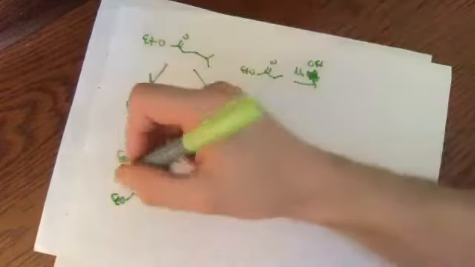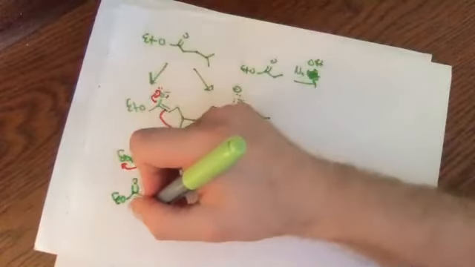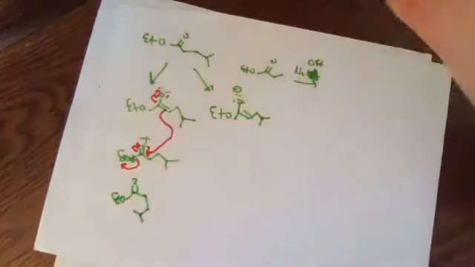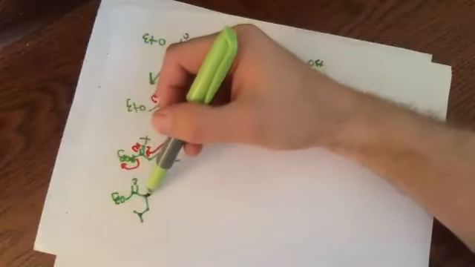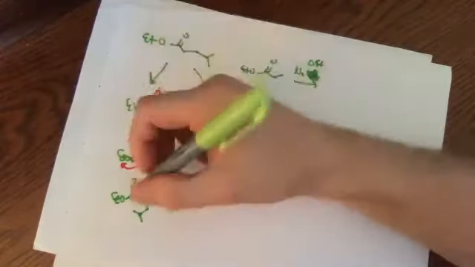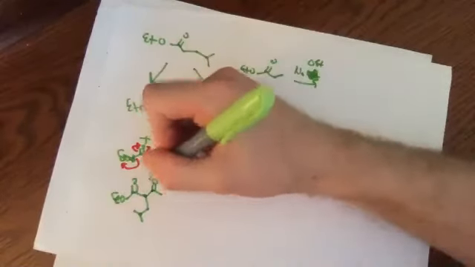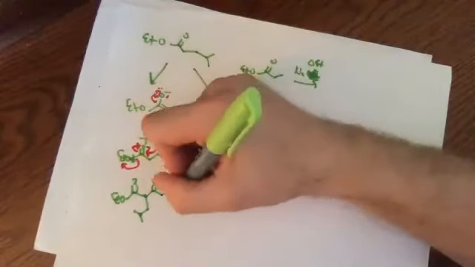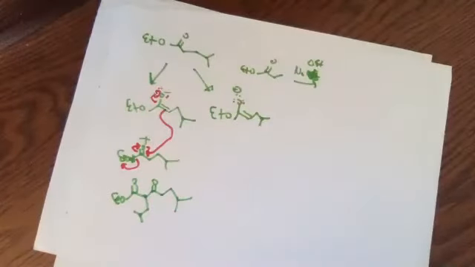I'm going to draw it pointing down to make things a little bit easier. That's going to make a bond between this alpha position here and this carbonyl. We need the rest of our carbons on there. Should give us this final product.